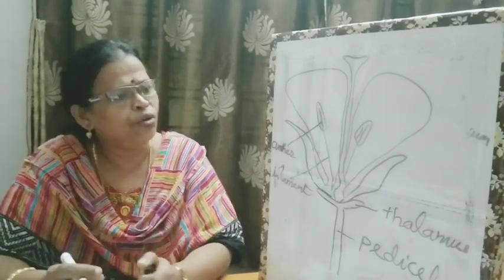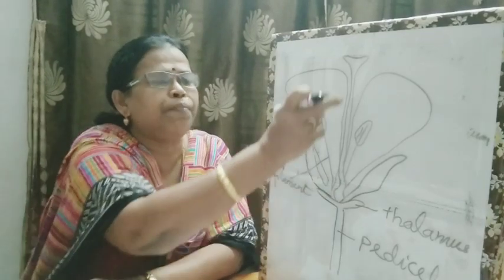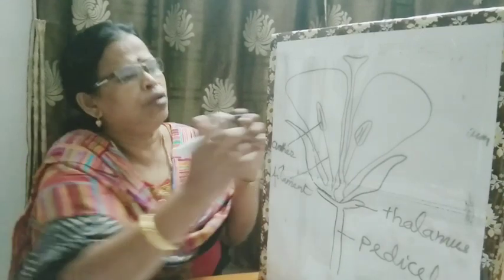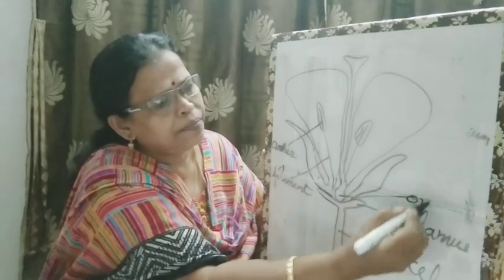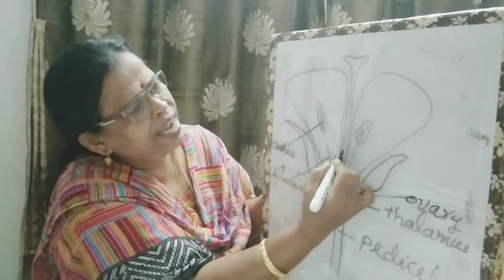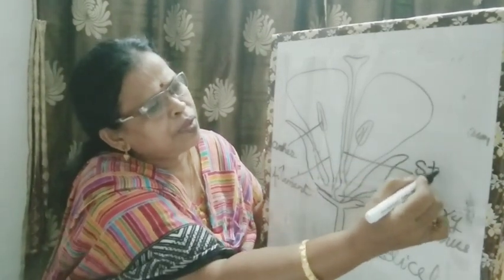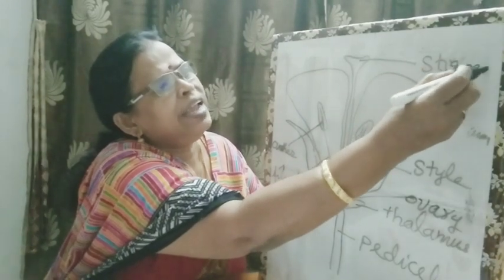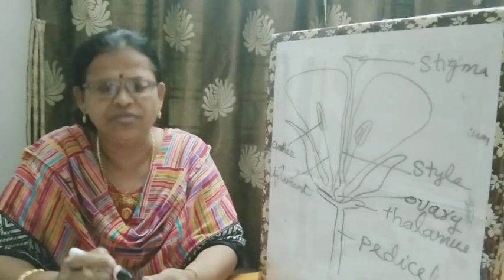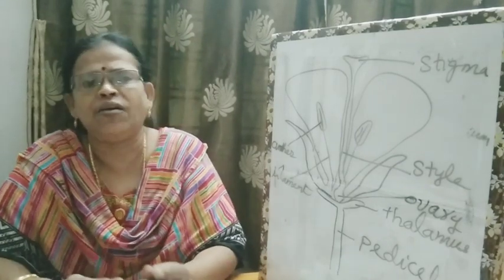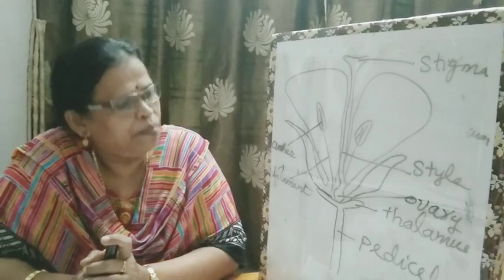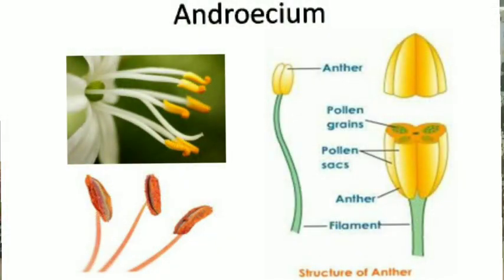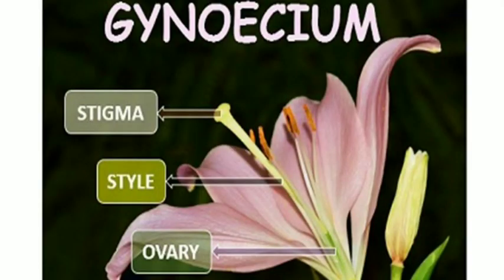And now gynoecium. Gynoecium consists of carpel. What is carpel made up of? It is made up of ovary, style and stigma. So this is the female part of the flower. Now the male part is androecium or the stamens. The female part is carpel or gynoecium.